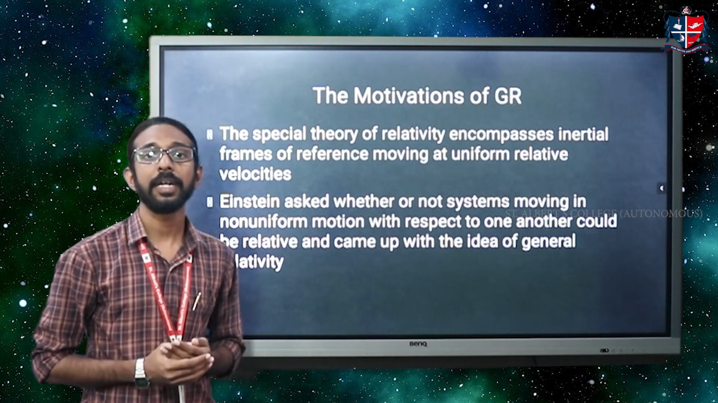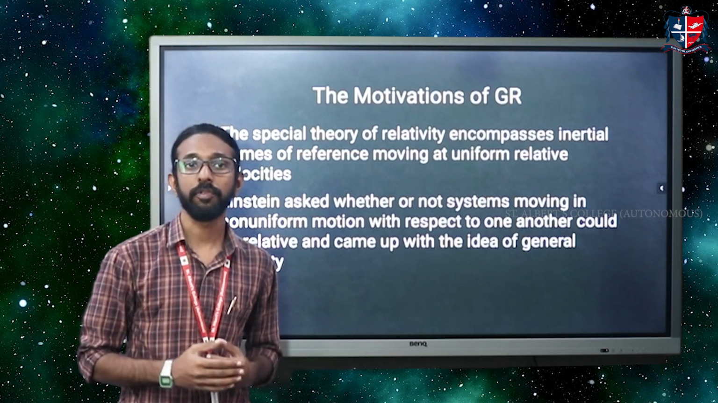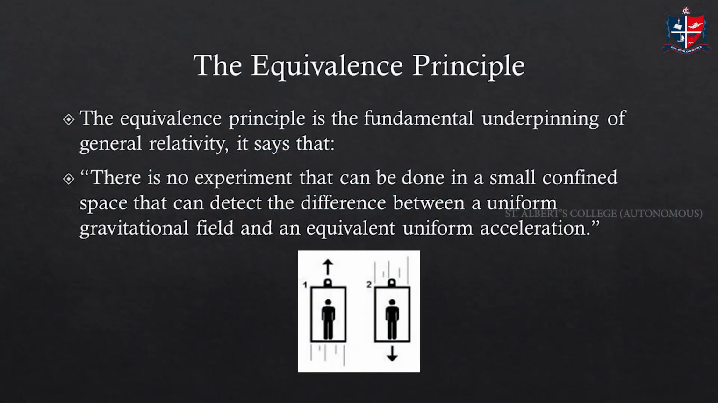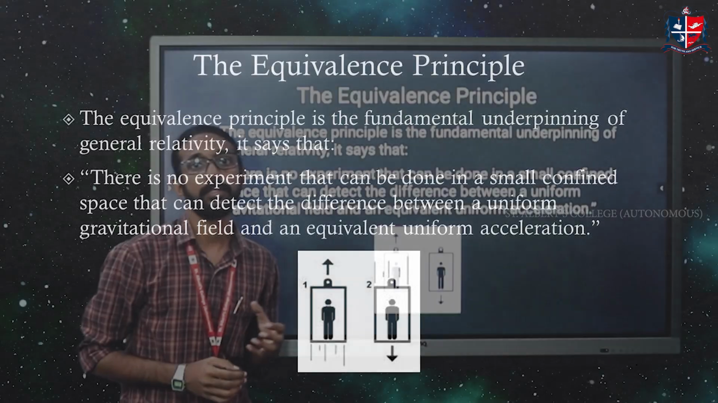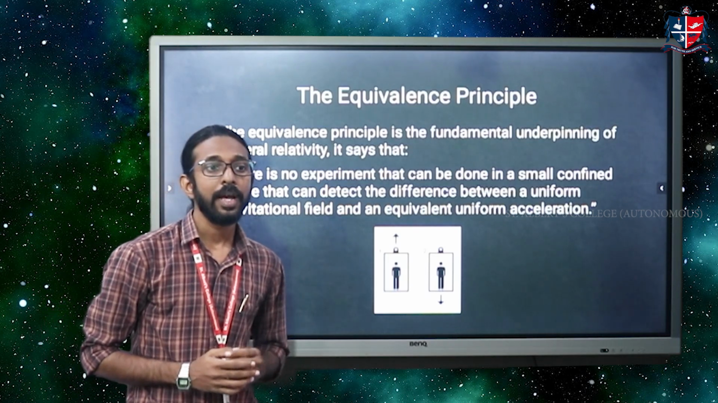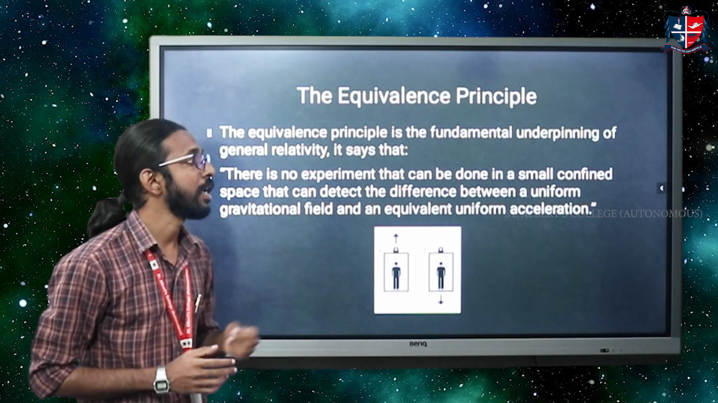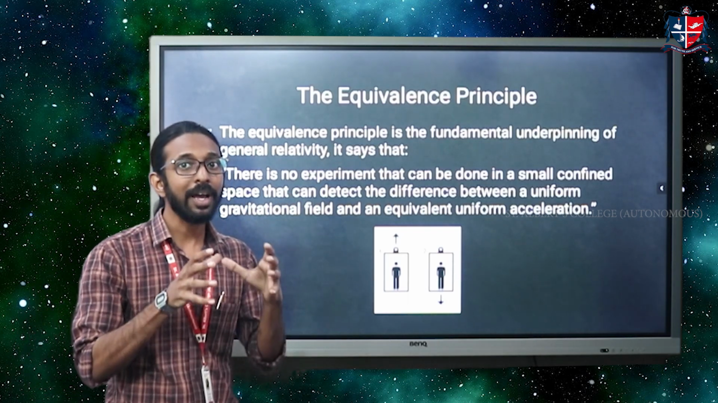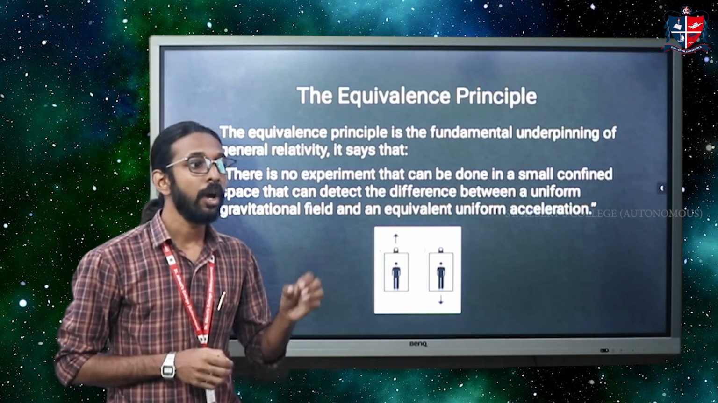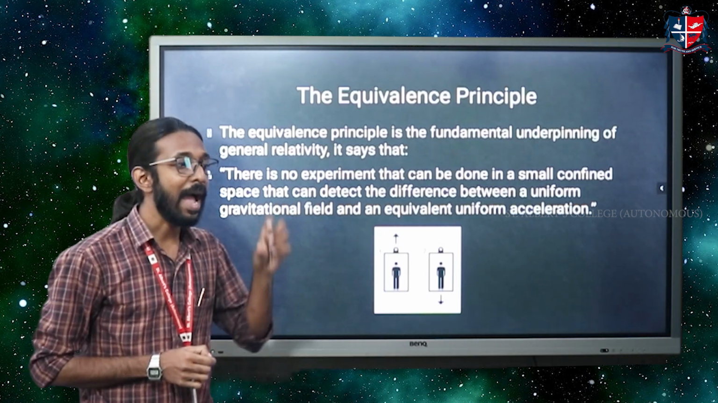And later on, Albert Einstein extended his special theory of relativity to reach the general theory of relativity, wherein the relative motion can also be non-uniform. One of the major principles in the general theory of relativity is called the equivalence principle. And the equivalence principle essentially says that there is no experiment that can be done in a small confined space or a lab that can detect the difference between a uniform gravitational field and a uniform acceleration.